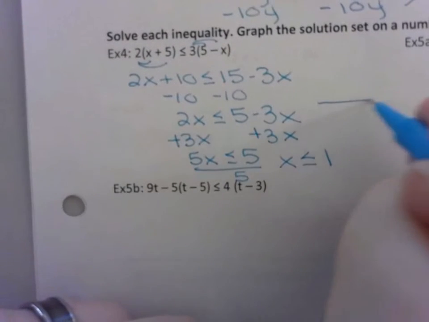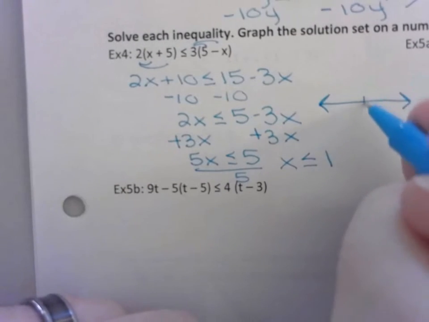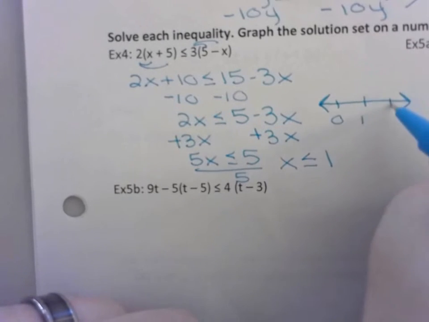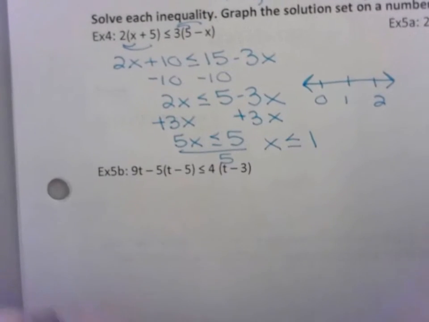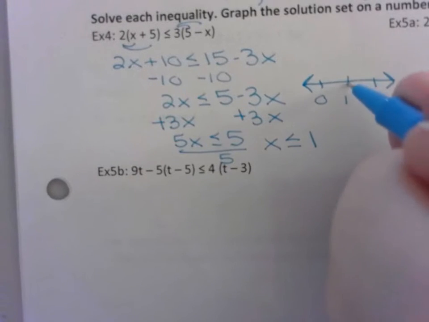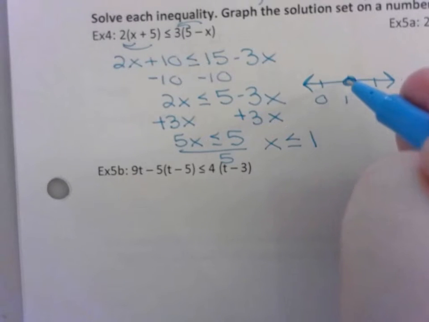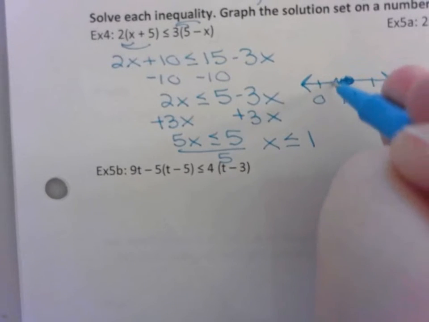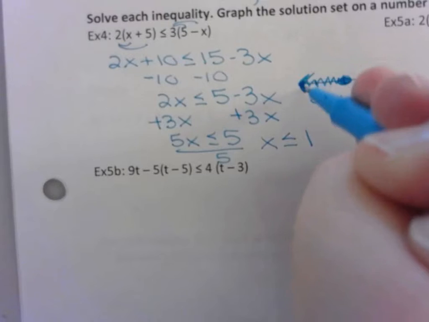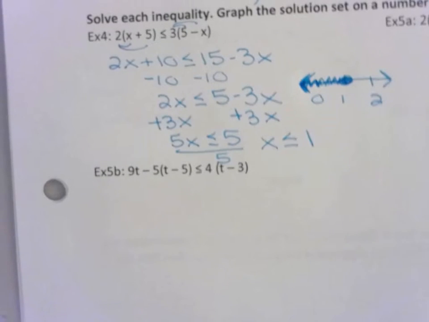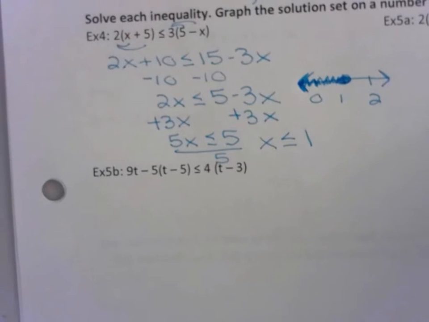Okay, graph it on a number line. So if I graph it, 1 in the middle, 0, 2. Open or closed? Closed, less than or equal to. Closed, and x is less than, so shade to the left. Okay, any questions? You got that figured out, good.